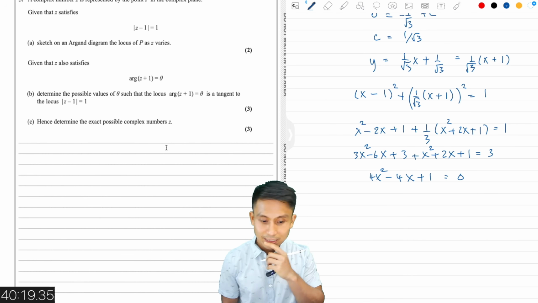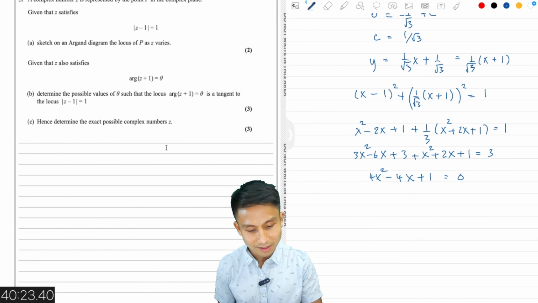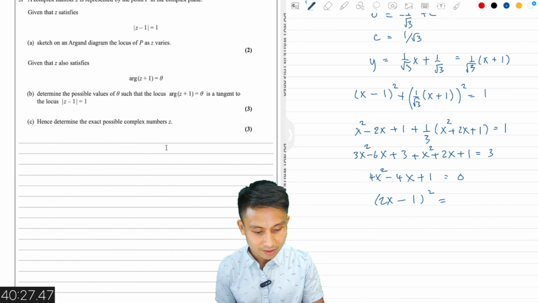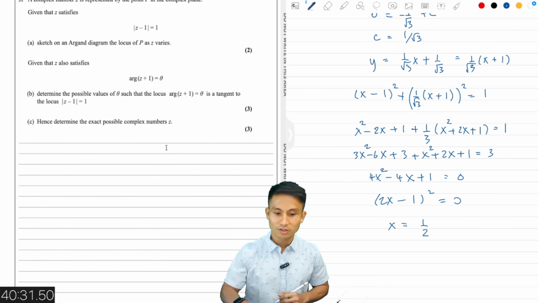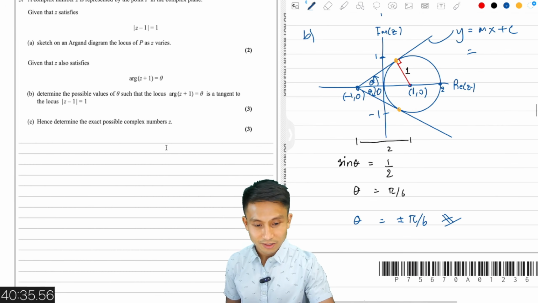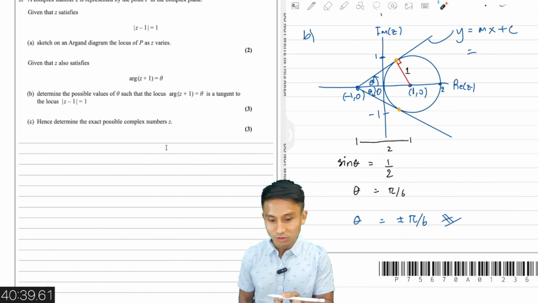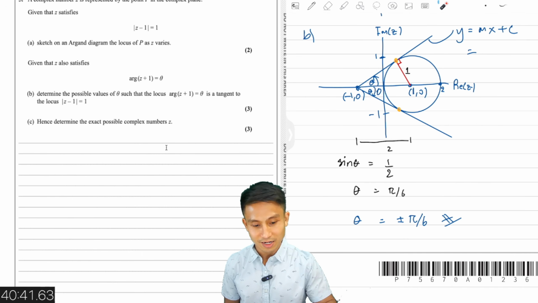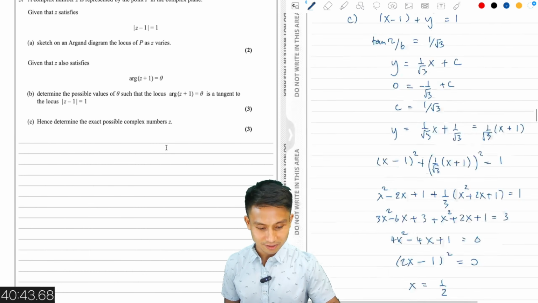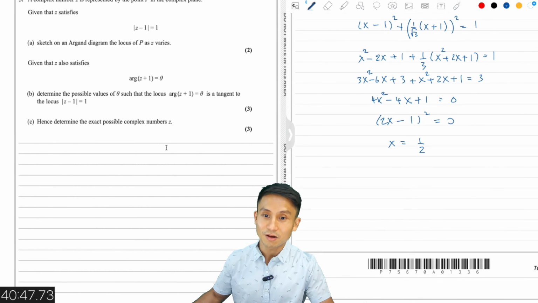Yeah, I guess using geometry might be a wiser way, but I didn't do that. I went for the algebra here. So this is 2x minus 1 squared equals 0. So x equals 1 over 2. It's a repeated root. Basically x equals a half there. I could have used some geometry trick there and solved for that, but I went for this way. Exact possible of the complex numbers.